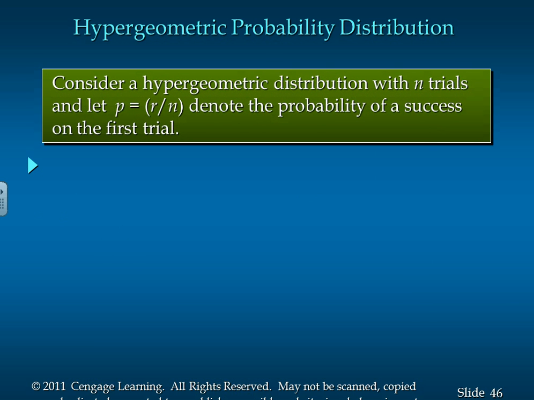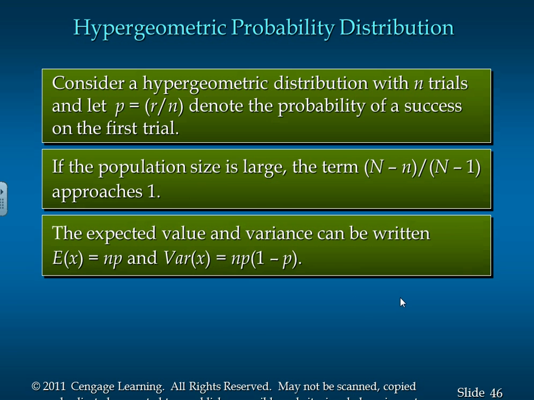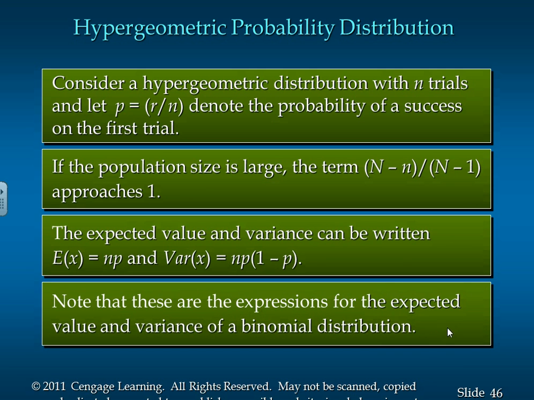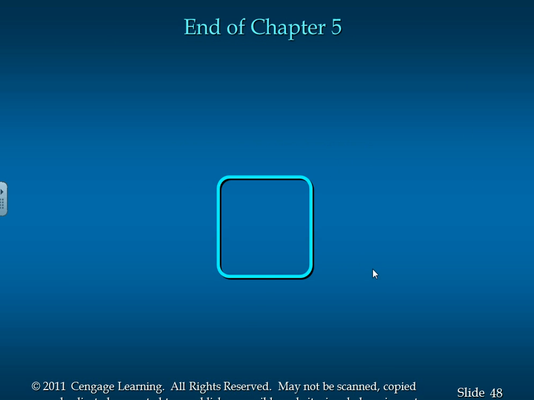So we have n trials, p is the probability, r over n, of success, population size. If the population size is large, then that's going to approach 1. The expected value is np, the variable is that guy. All right, well, that's good. Excellent.